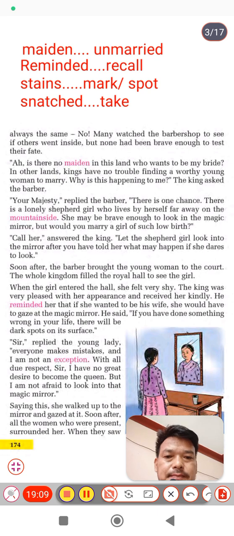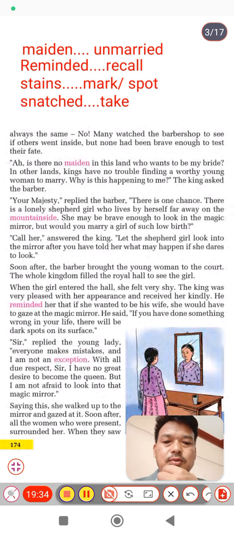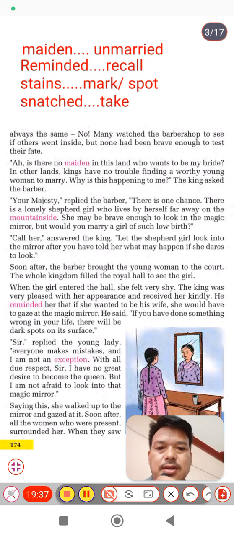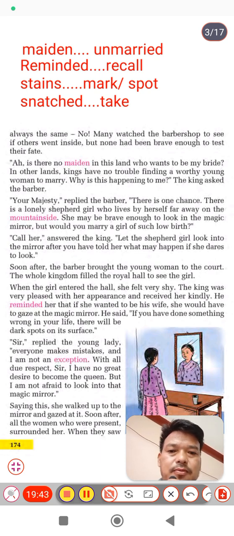He said, if you have done something wrong in your life, there will be a dark spot on its surface. She was told that if she had done anything wrong in her life, when she started looking at the mirror, there would be a dark spot on the surface. So this was the condition before becoming a queen, and she had to go through it.